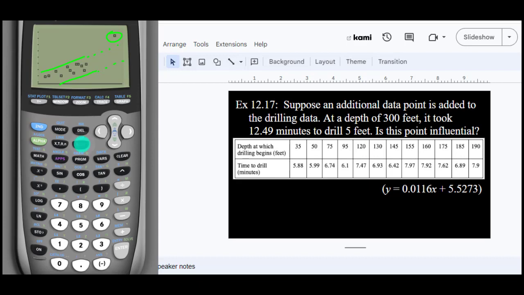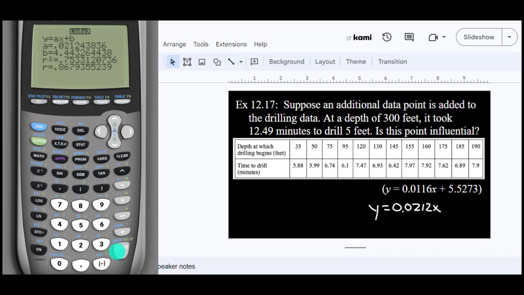So we're going to go stat and over to calculate. Let me erase those green markings. We're going to go down to number 4, and list 1 and list 2 is correct. And we're just going to calculate that line of best fit. And here's what we get. So we're going to compare it to this one. Y equals 0.0212x plus 4.443.